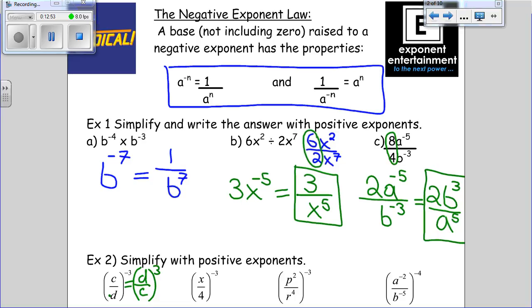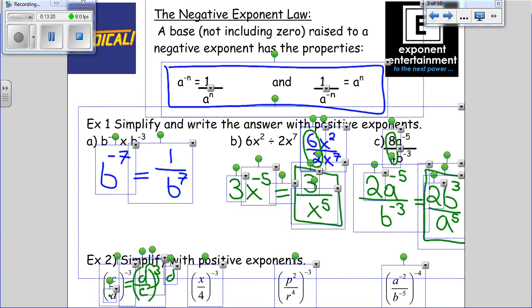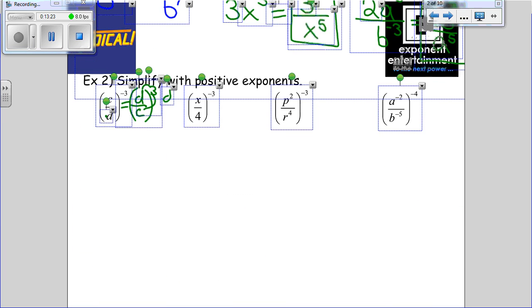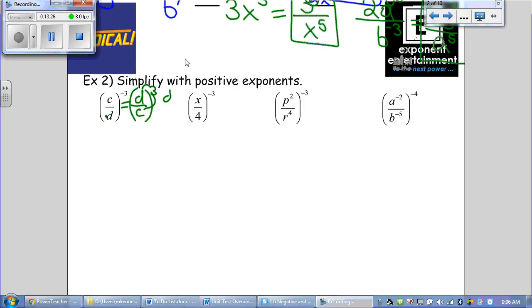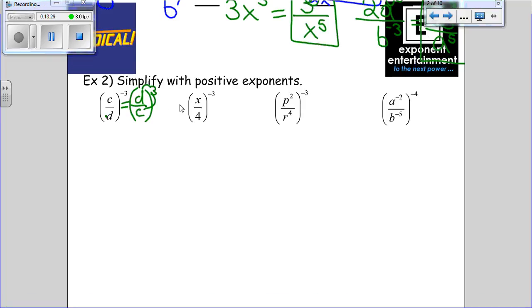Now, what was our rule when we had an exponent outside the brackets, Jackson? Yeah, we had to distribute it to both things. And when we distribute it, you multiply the exponents together. So that 3 has to come into both things. So it becomes D to the power of 3 and C to the power of 3.